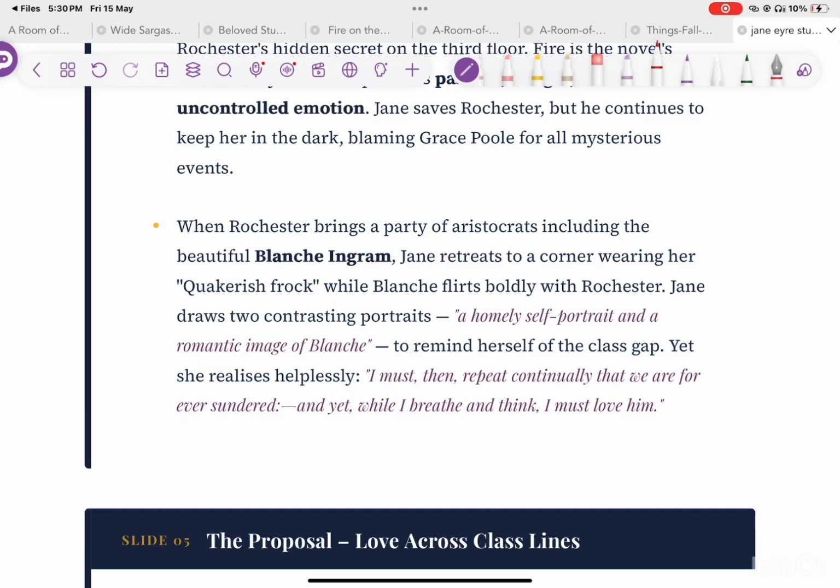Jane retreats to a corner wearing her Quakeress frock, while Blanche flirts with Rochester. Jane draws two contrasting portraits, a homely self-portrait and a romantic image of Blanche, to remind herself of the class gap.